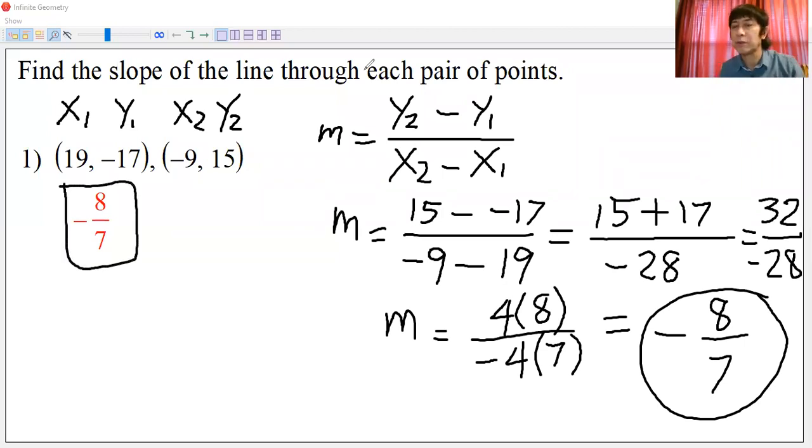So this is how to determine the slope when two points are given. And that is regardless of how you put the labels. Okay, if you have chosen one point as x2, y2, that's okay. If you have used the other one as x2, y2, it's okay. All right, so that will be for our first example. Let's continue with the next.